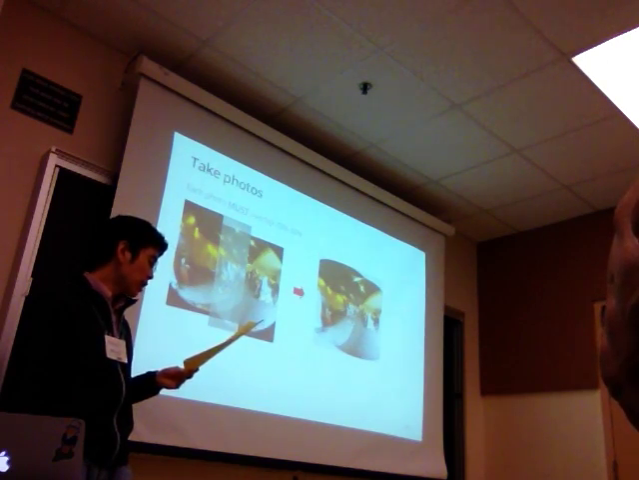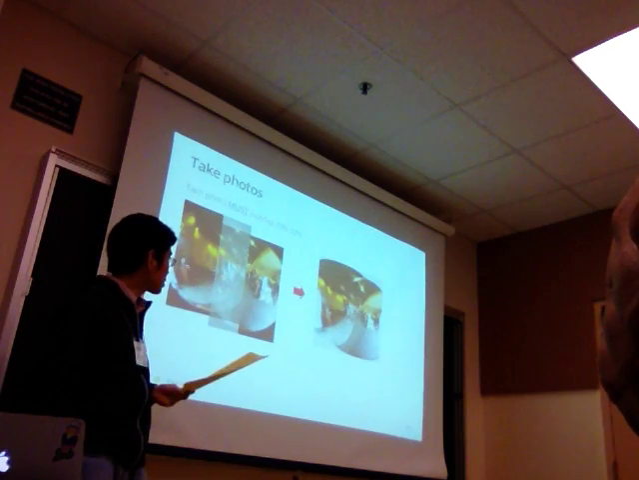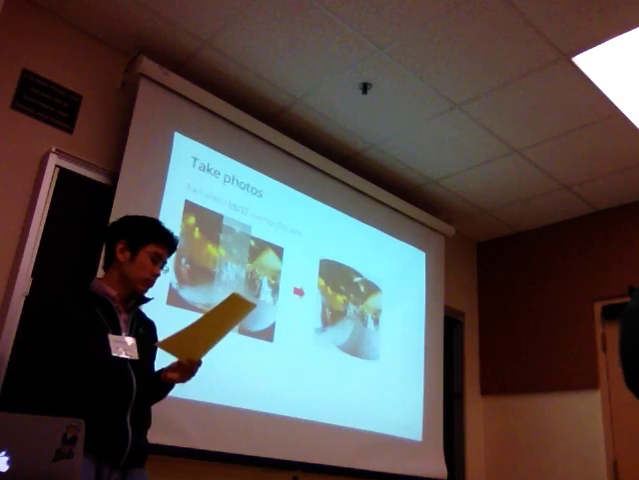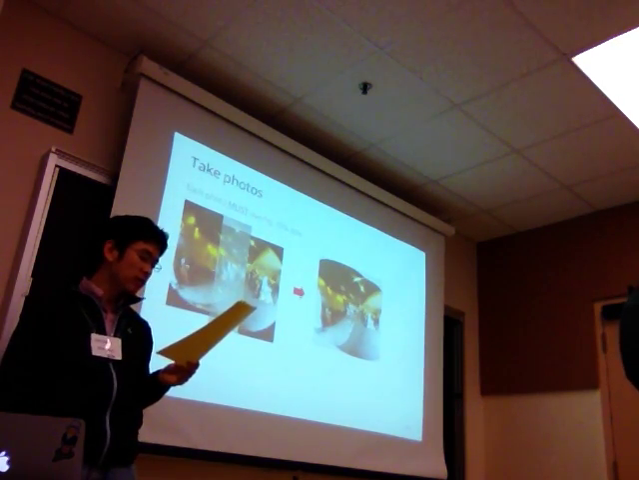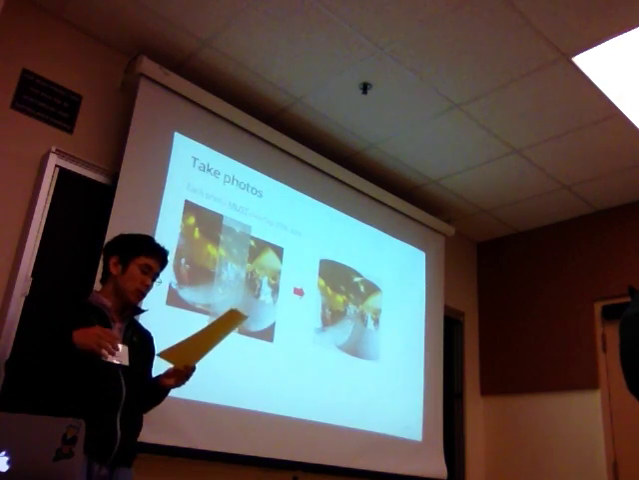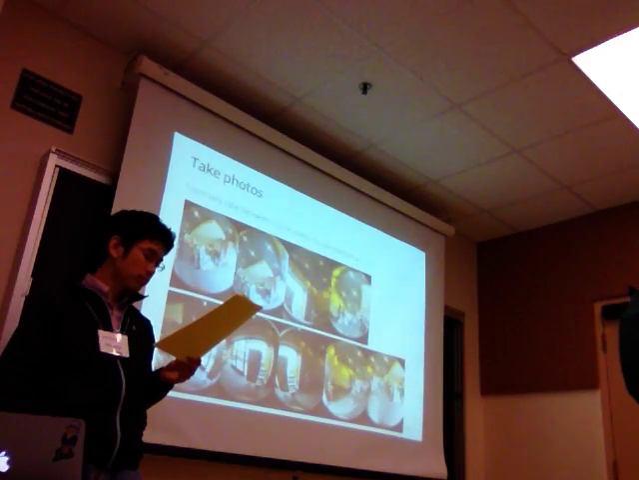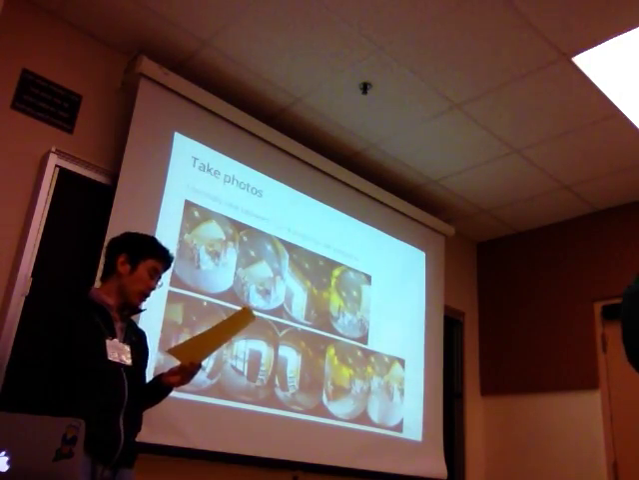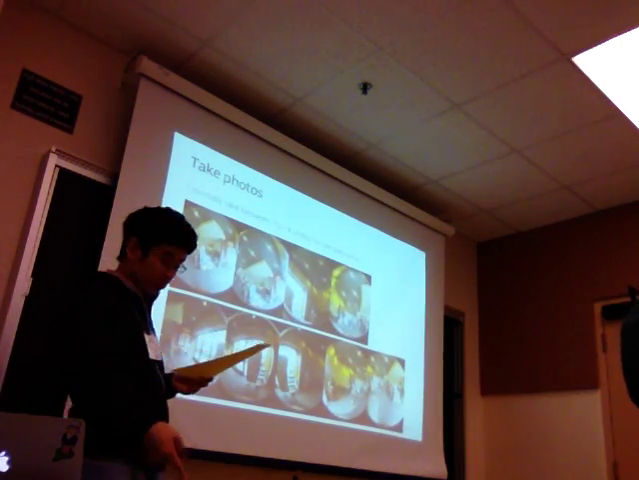Each photo must overlap the previous one by 20 to 30%. Overlap is very important in order to accurately stitch the photos together. So as I mentioned, I normally take between 7 to 14 photos with my fisheye lens, this one.